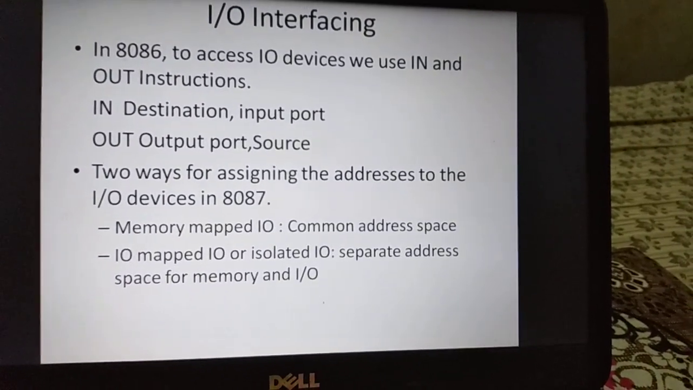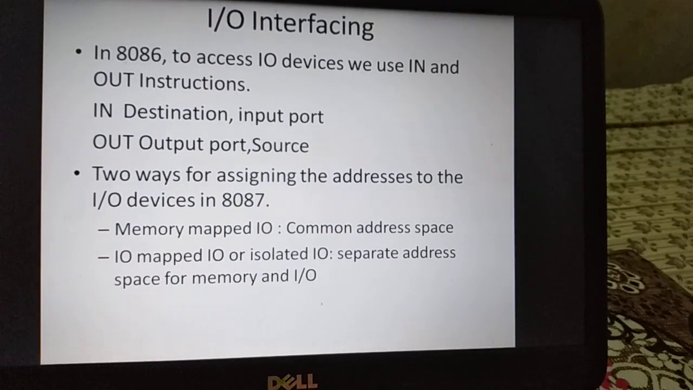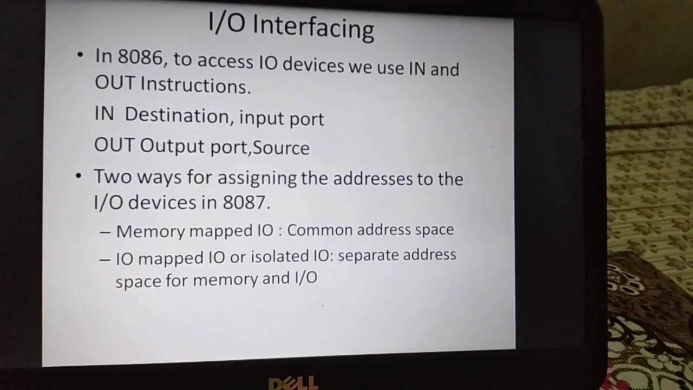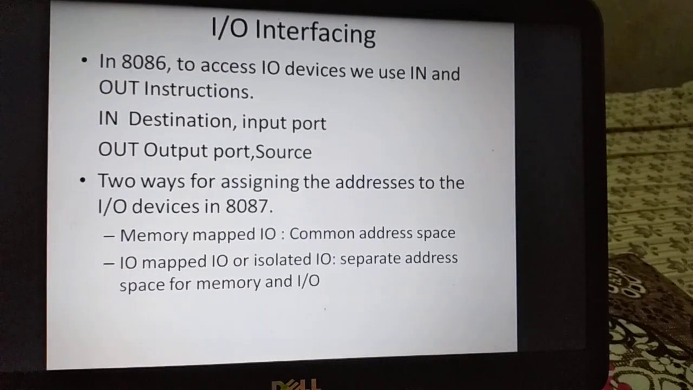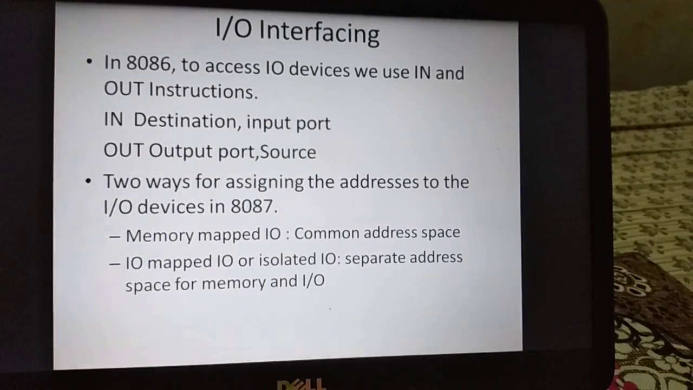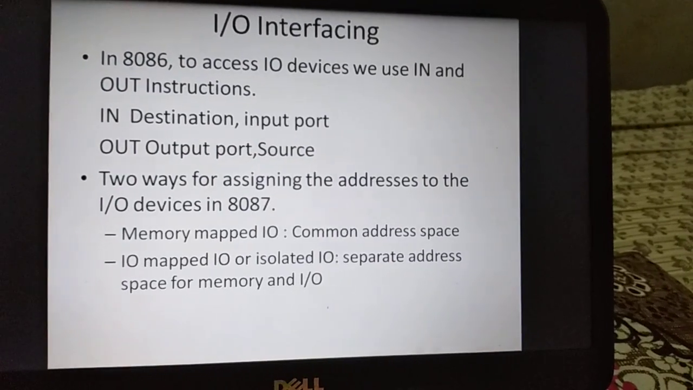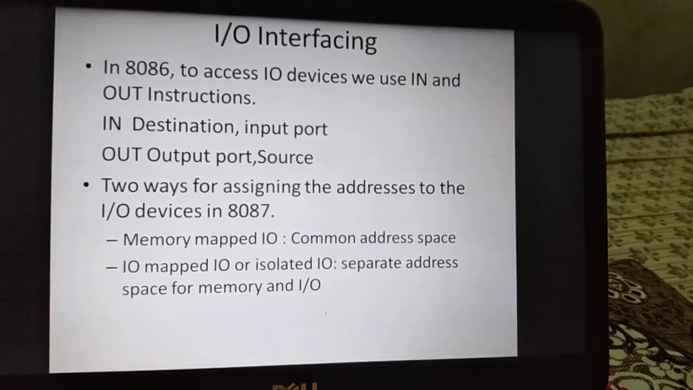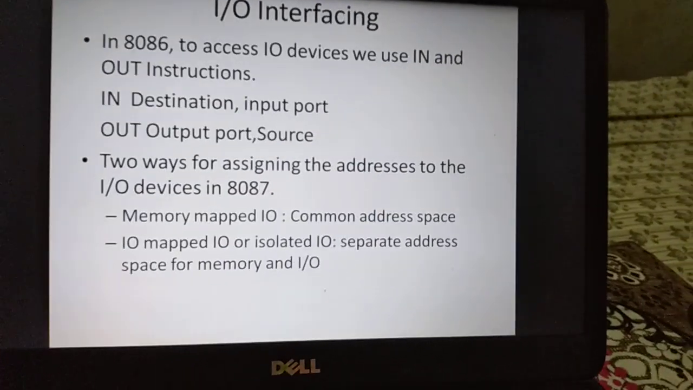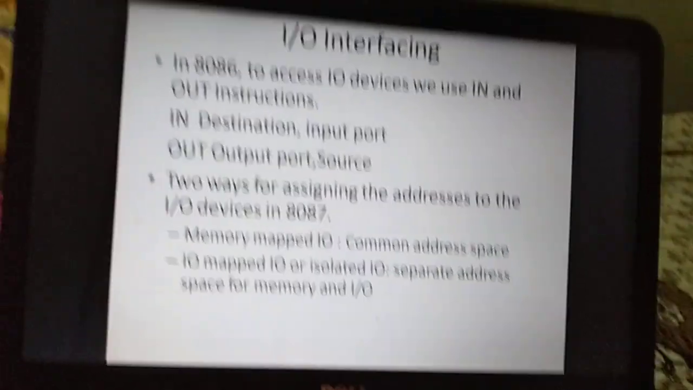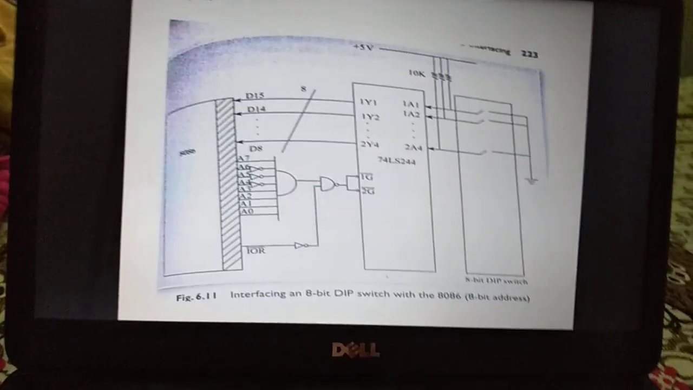And there are two ways of assigning addresses to the I/O devices in the 8086 microprocessor. One is that we use a common address space for both the memory and the I/O devices. This is called memory mapped I/O. The second one is that we use a separate address space for the I/O devices and a separate address space for memory. This is what we call isolated I/O or I/O mapped I/O.